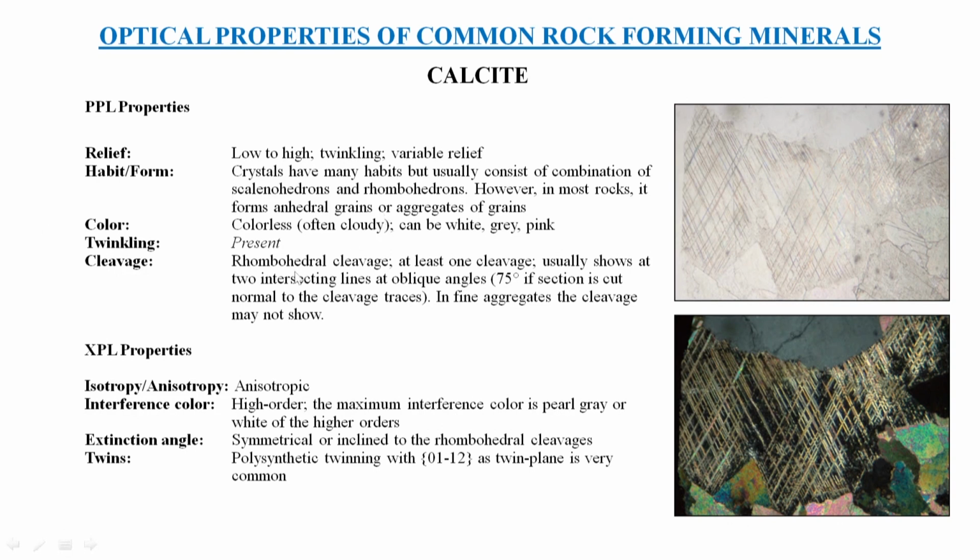Color, it is generally colorless under plane polarized light, but under cross polarized light it will show very high order interference color. Calcite also possesses polysynthetic twinning. So these are some of the properties that you will find in this kind of rock forming minerals.